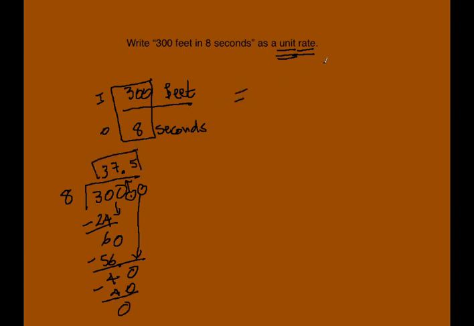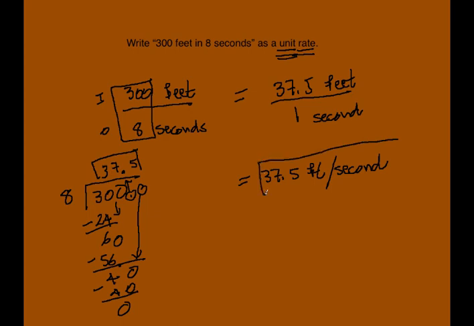All it means is 37.5 feet, now instead of 8 seconds, it's for every 1 second. And the other way that you will see they write it is 37.5 feet per second. So it means that every second you're doing 37.5 feet.